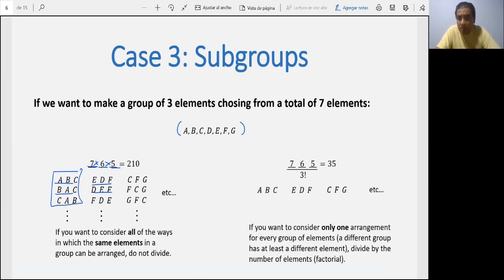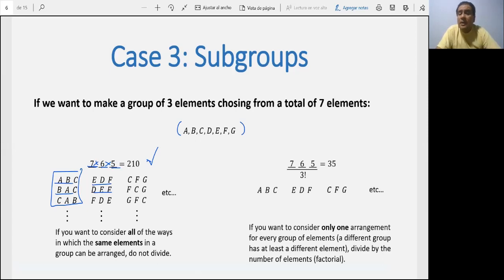Like, for example, here. So if you want to consider all the ways in which the same elements in the group can be arranged, you just do this calculation, okay? Do the methods of the 3 steps, and that's it. You're good to go. But there is some situation in which you may need to do otherwise.